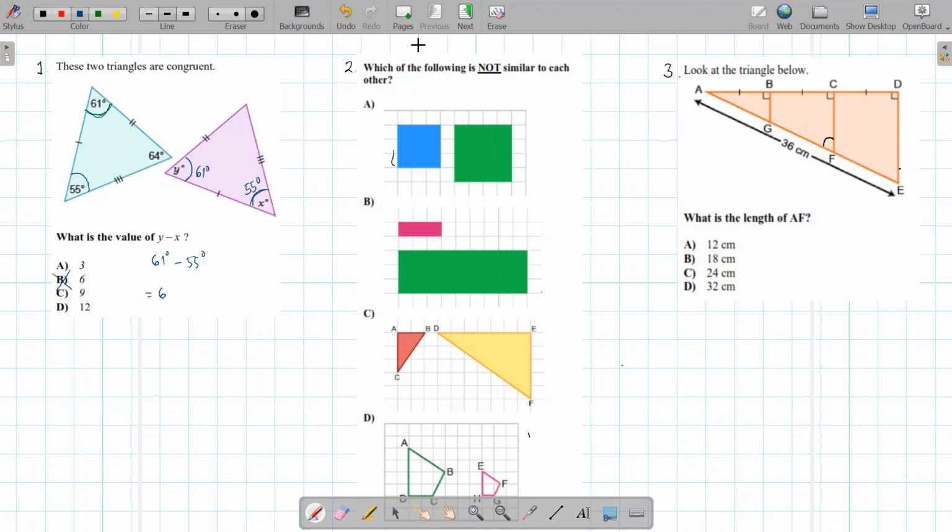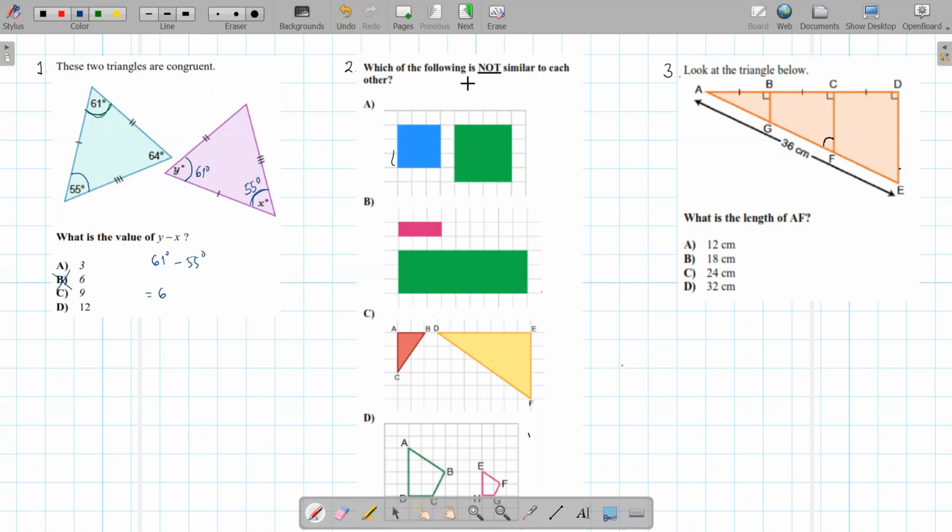Next, we are going to solve question number 2. Which of the following is not similar to each other? So remember that similar shapes have the same shape, and the lengths of their corresponding sides, the corresponding means also matching, are in the same ratio, and their matching angles are the same measure.